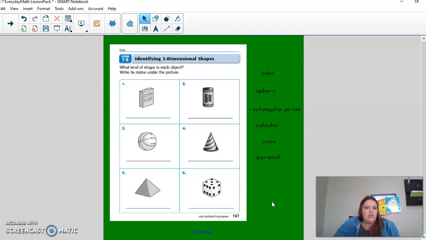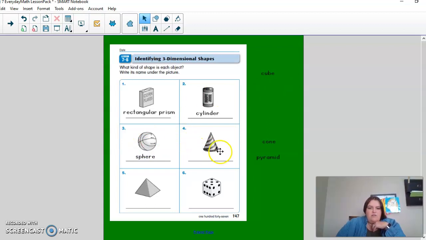All right, we're going to check our answers. So my rectangular prism goes right here. Here's my rectangle. Okay, our next one, I see 2 flat surfaces and a curved face. Here's our cylinder. We have our ball, which is a sphere.